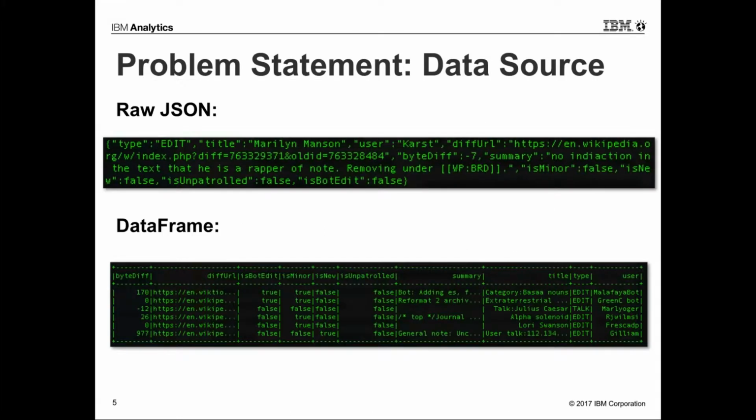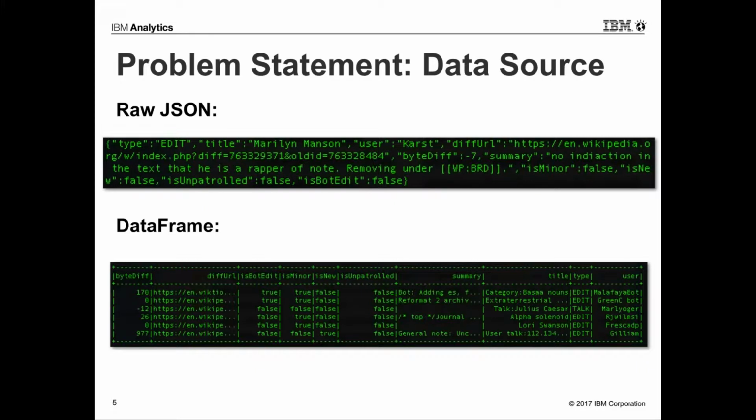Okay, so let's look at our data from Wikipedia. It's published in JSON, and if we were to take that JSON and turn it into a table or a data frame, that's what you would see below. Some of the fields that are included here are byte differential, which is the first one you see on the left, and that is the byte change to the article, whether it's positive or negative. There's also a summary of the edit, the title of the article, and the user responsible for the edit.